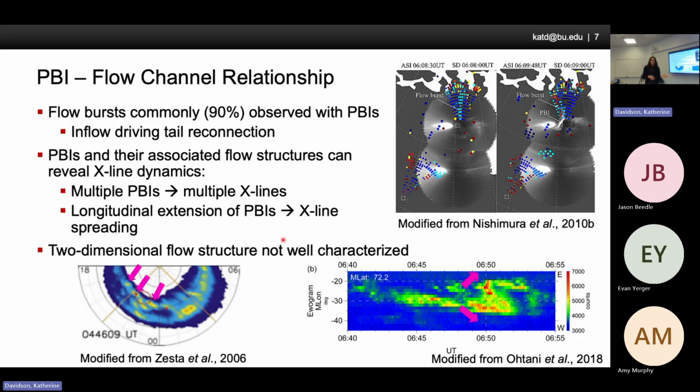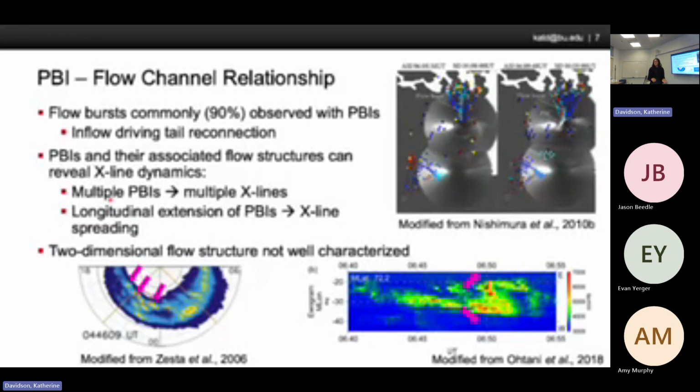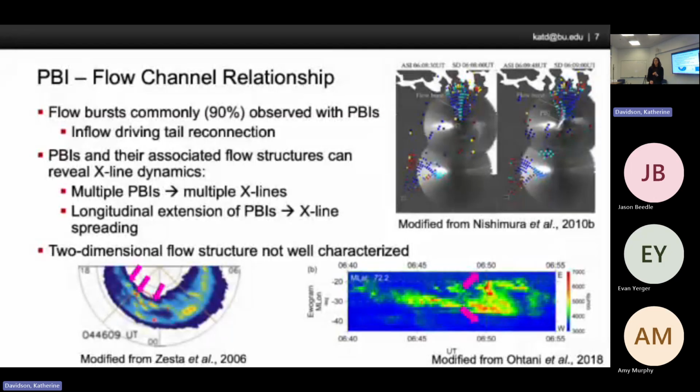Now, again, PBIs and the associated flow structures can reveal X-line dynamics because we are trying to use these ionospheric signatures and ionospheric flows to study the dynamics in the tail. And with PBIs being the signature of X lines, we can start to parse out that information there. So one of the things we're interested in is multiple PBIs. This could be an indication of multiple X lines. As you can see in this figure here, we have 3 PBIs along the poleward boundary. This could be an indication of 3 different X lines in the cross-tail direction.